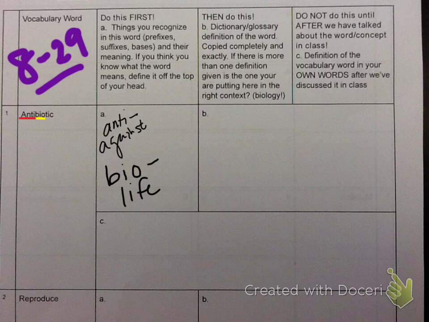I gave you links to two different dictionaries, Merriam-Webster's and dictionary.com. The thing I'm going to tell you to be careful about, when you use either of these online dictionaries, make sure that you are looking at a biology definition, not a general definition, because there are some words that have one meaning in science and another meaning in everyday language. So let's go look up the definition.